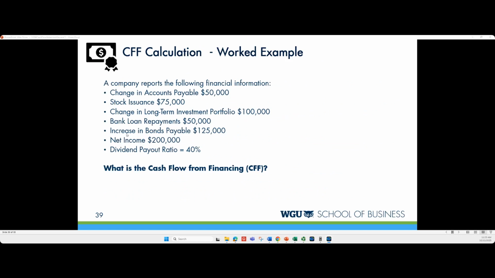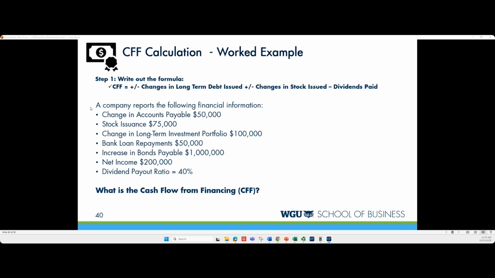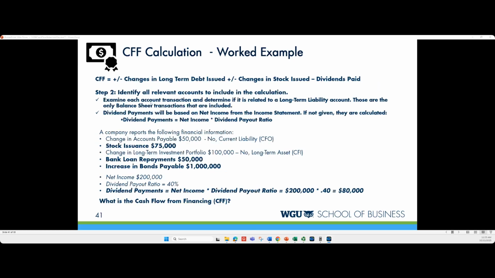So something to note here. We don't have our dividend payments presented correctly, but we're given our net income and our dividend payout ratio. So first thing we're going to do is write out the formula for our cash flow from financing. Then we're going to identify all the relevant accounts. So the dividend payment is not listed, but it's going to be based on the net income presented and the dividend payout ratio.